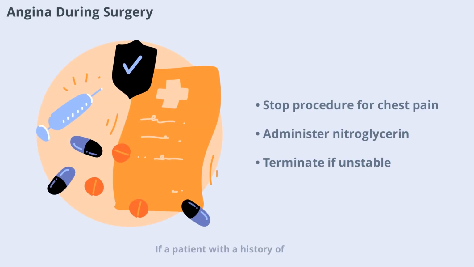If a patient with a history of angina experiences chest pain during oral surgery, it's crucial to act quickly. Immediately stop the procedure and administer sublingual nitroglycerin, up to 3 tablets within 15 minutes. Monitor the patient's response closely.